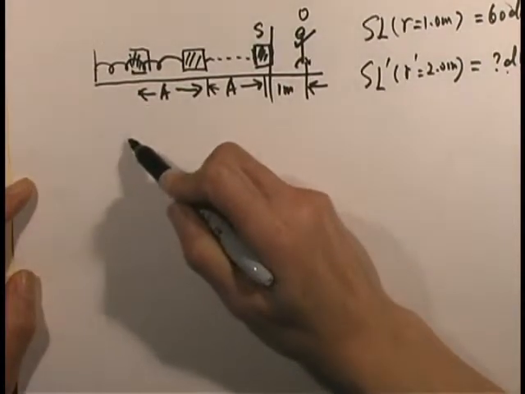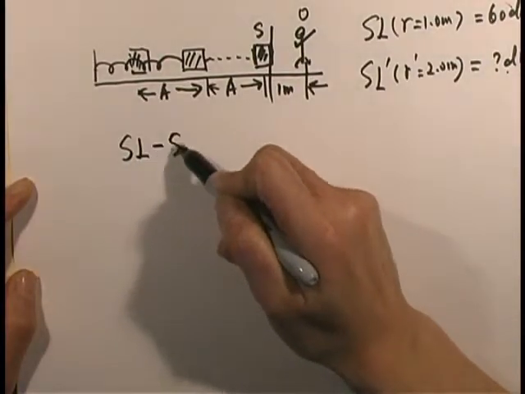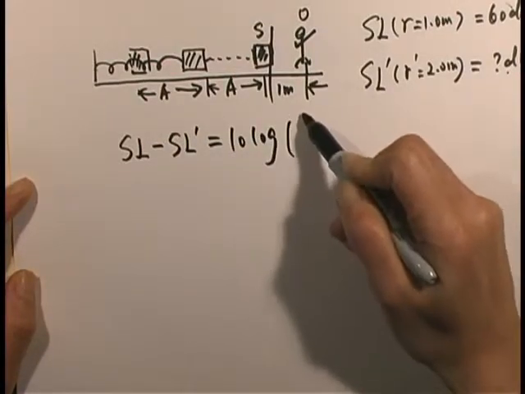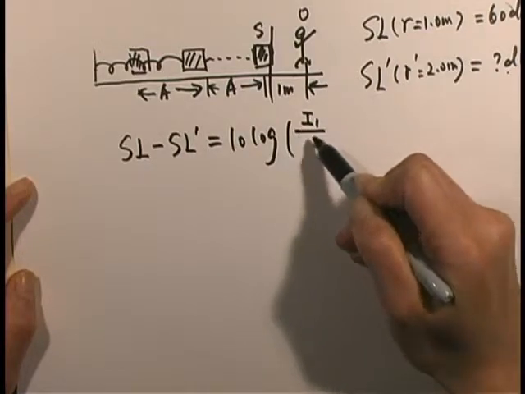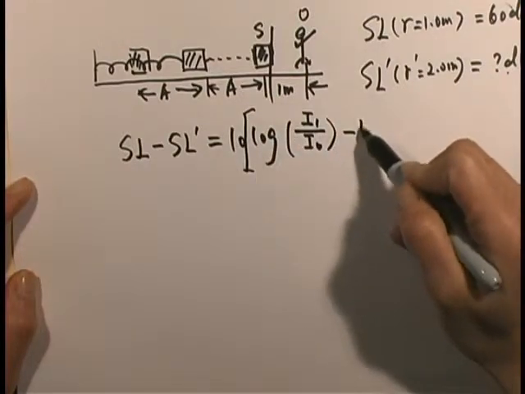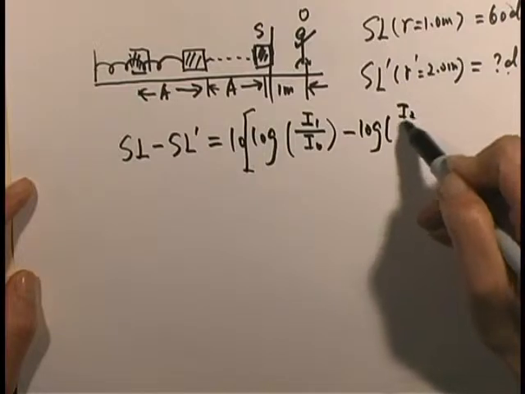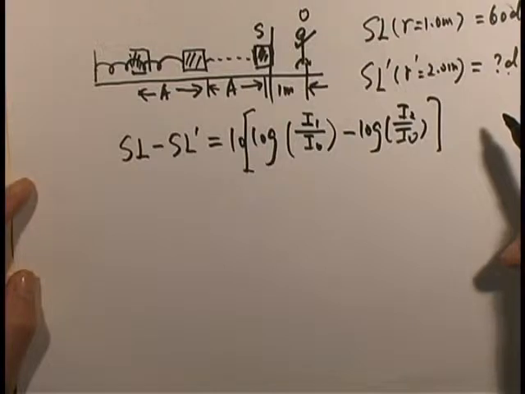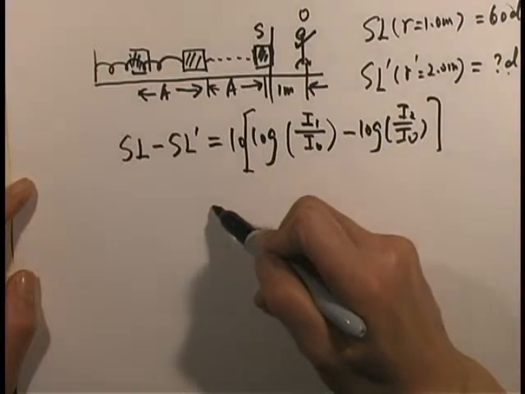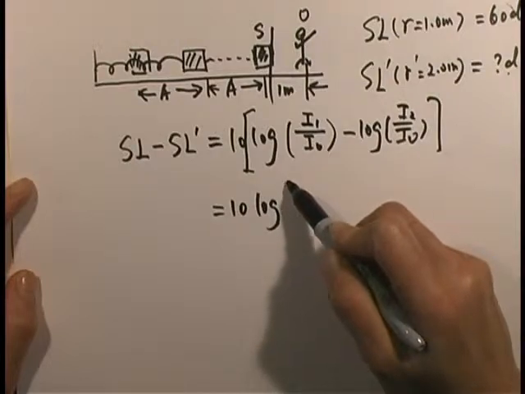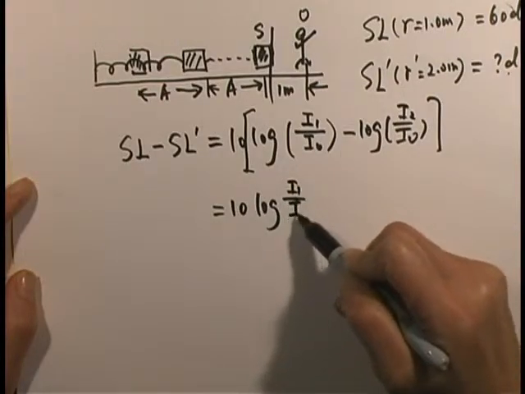Okay, so we use the higher sound level, subtract the lower sound level, as we know that is 10 log of the first position, which is closer, subtract the second position, which is further. As we know, log A minus B is log A divided by B. That is times the reciprocal. So we have 10 log of I1 over I2.